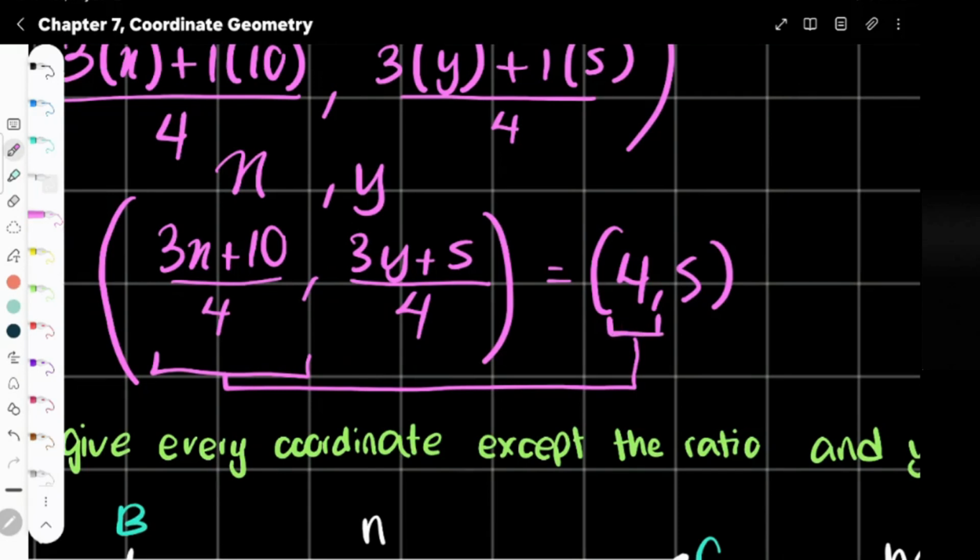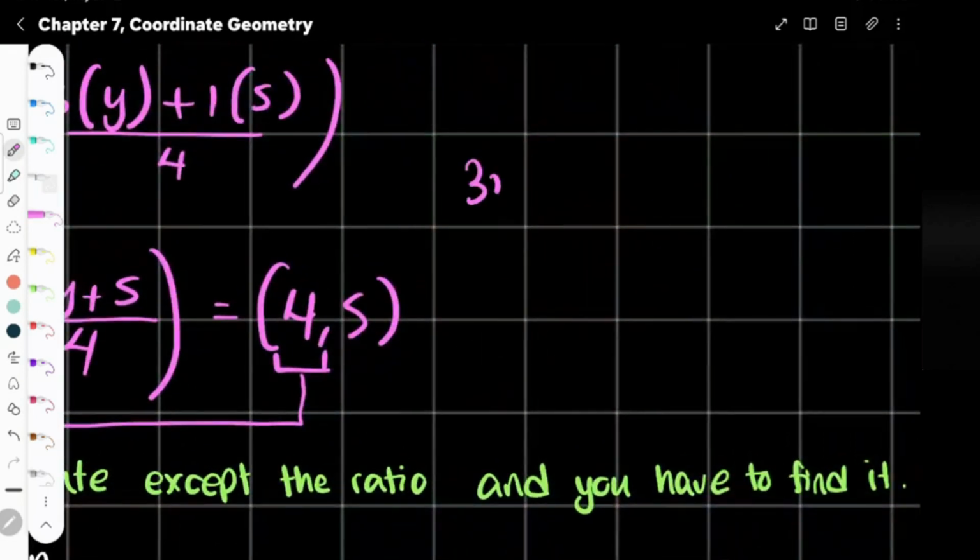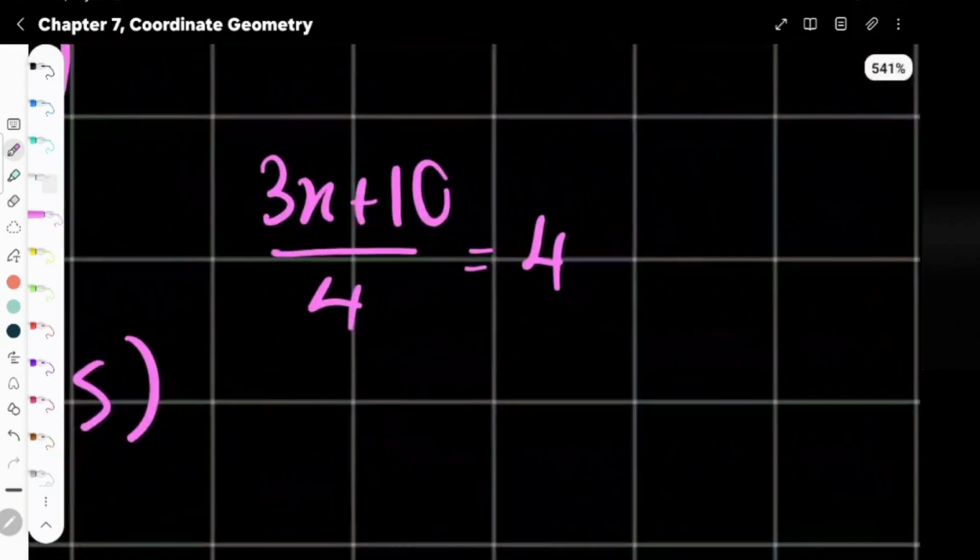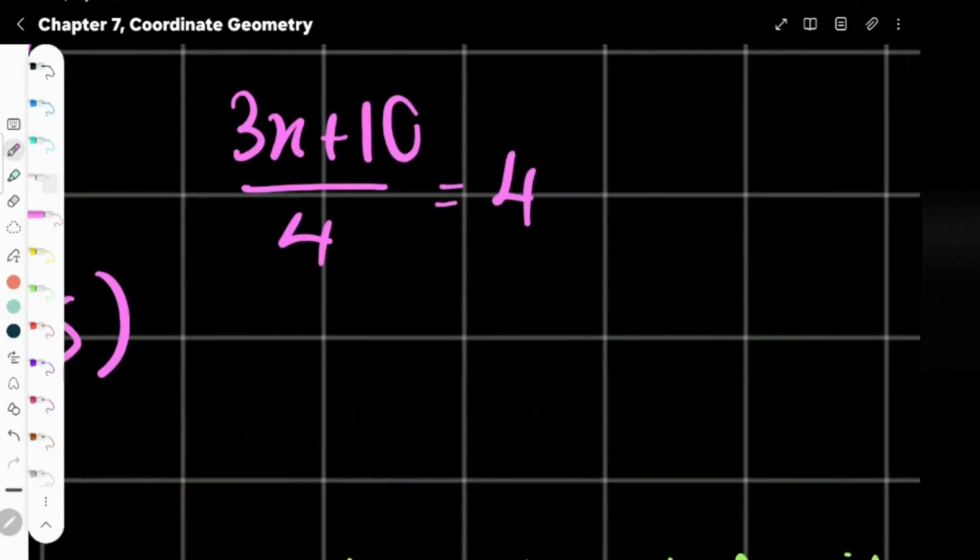Use your common sense. So let's compare them. 3x plus 10 over 4 equal to 4. This is how you compare them, right? Now use common algebra and then just solve it, okay?